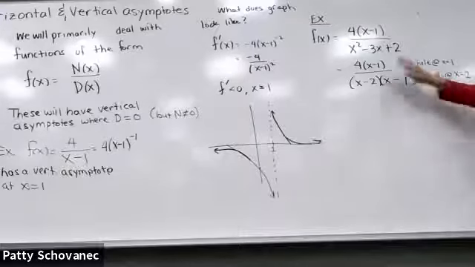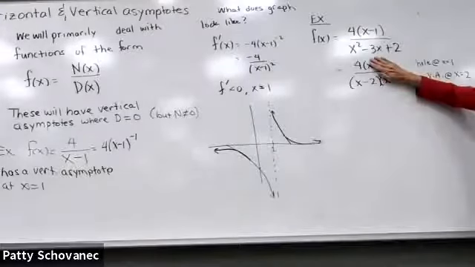Okay, so the hole in the graph has a y value. If I take that factor away, now put 1 in for x. 4 over 1 minus 2 is negative 4. So the hole occurs at (1, negative 4).